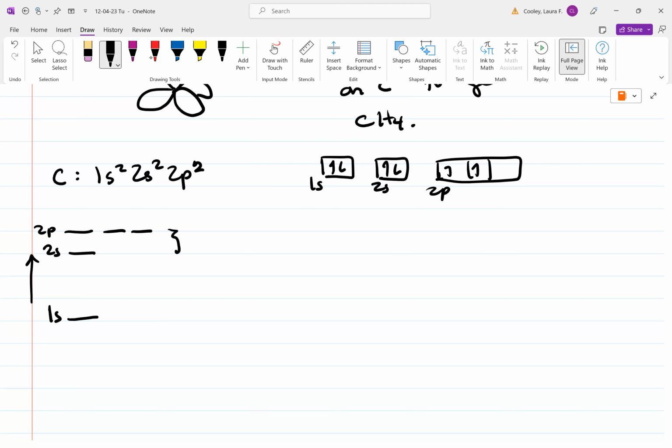And this is a very small energy difference. The 2s and the 2p don't have the same energy, but they're very close. Okay, so we have 2 in the 1s, 2 in the 2s, and then we have 2 in the 2p. So this is really just another way of looking at the box diagram. Does that make sense so far? Okay, I saw a head nod, good.